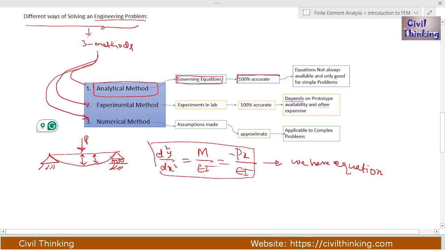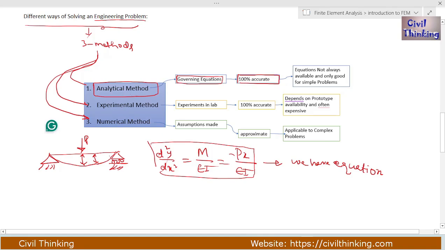They are accurate. What is the problem? Why do we need numerical methods or experimental methods? The problem is equations are not always available, and they are also good only for simple problems. When we design a product in engineering and face real life, the problems are complex, and we don't always have equations like this. These equations are derived based on assumptions, like the bending theory and all those things. But in reality, these equations are not available, so we cannot rely on the analytical method always.